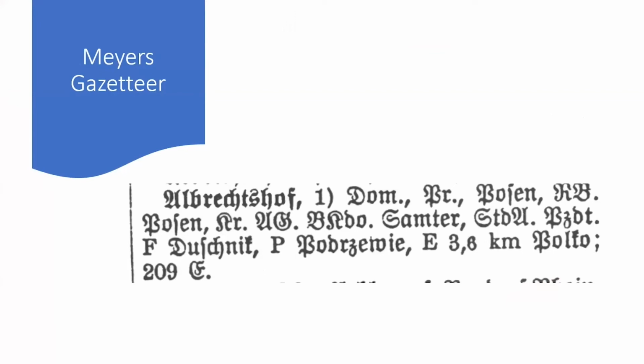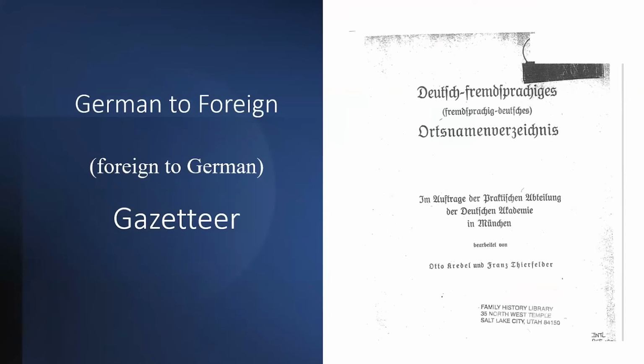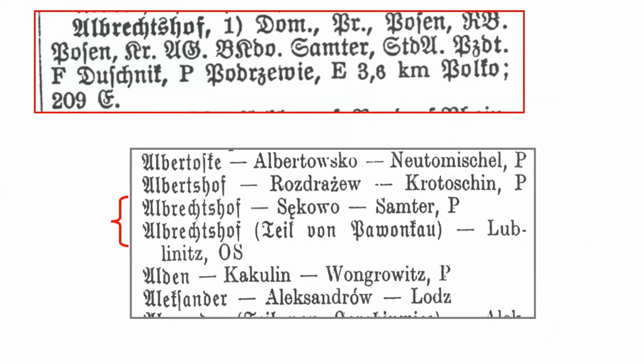Using the town of Albrechtshof as an example, the Meyers Gazetteer entry shows that it was in the Prussian province of Posen, which is now in Poland. On the right is the title page of the Deutsch Fremd Gazetteer. We see that there are two Albrechtshofs listed, so which one is the one we need? Looking at the Meyers entry right above it, it shows that the Albrechtshof that we are looking for belongs to the district of Samter. The Deutsch Fremd Gazetteer shows that the first Albrechtshof belonged to the district of Samter. So from this, we now know that this is the Polish name of this town.